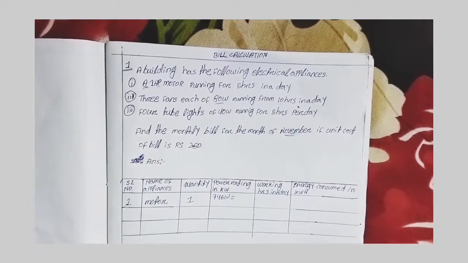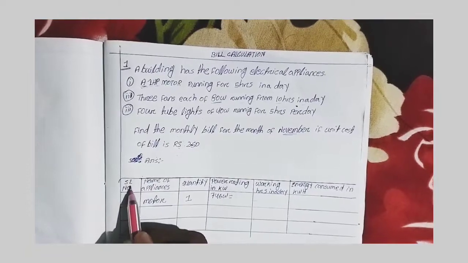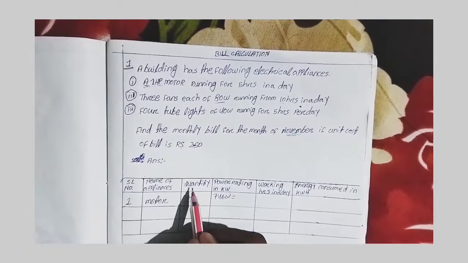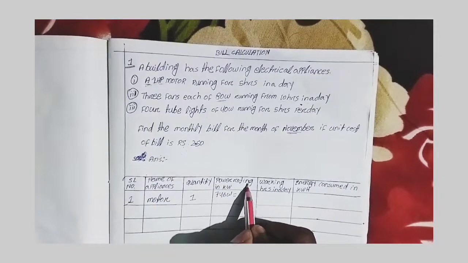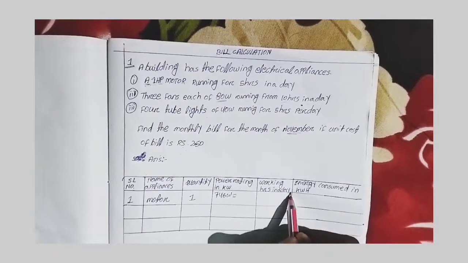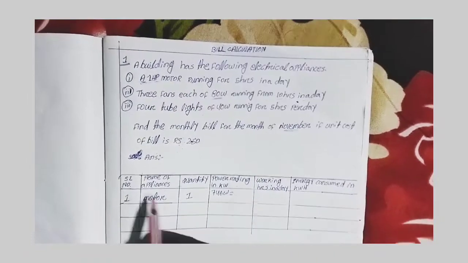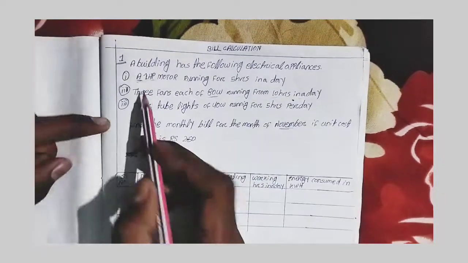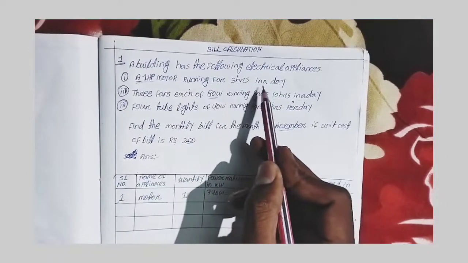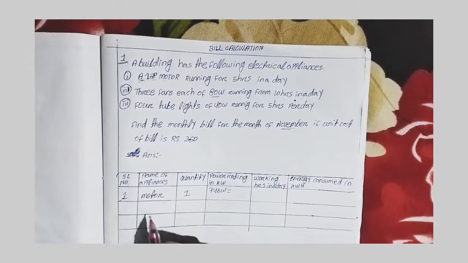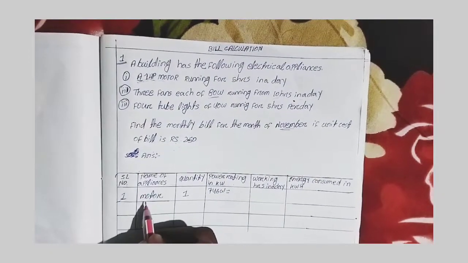So let's start it. Serial number, name of the equipment, quantity, power rating in kilowatt, working hours in a day, and energy consumed in kilowatt hour. So first, a 1 HP motor running for 5 hours in a day. So serial number 1, equipment is motor.